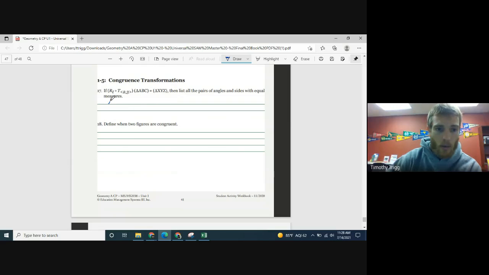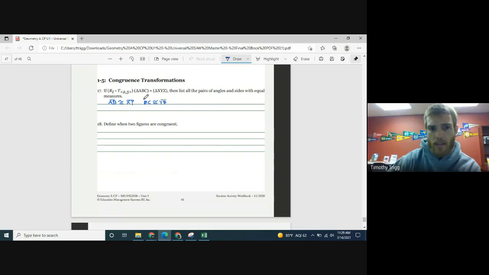So we know that AB, for example, will be congruent to what over here? Well, you just look at the corresponding. So in this case, AB corresponds with XY. So AB will be congruent to XY. Similarly, BC will be congruent to what? YZ. BC will be congruent to YZ.